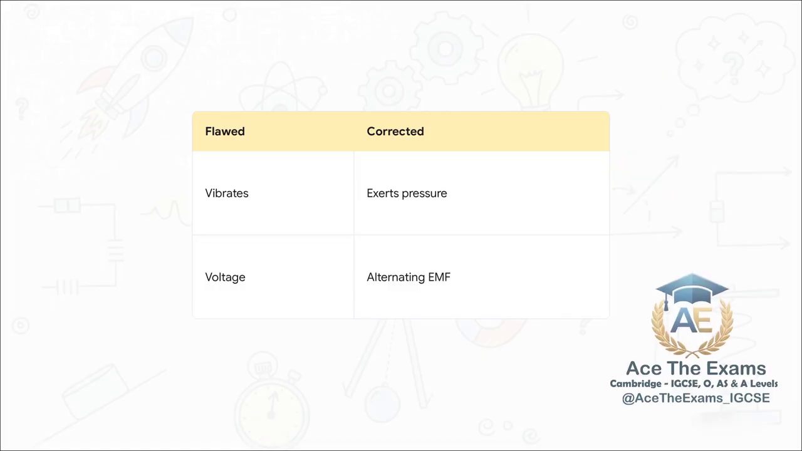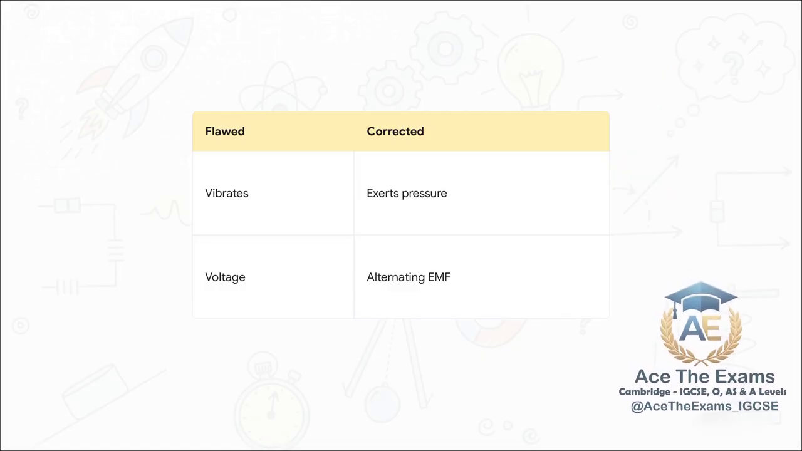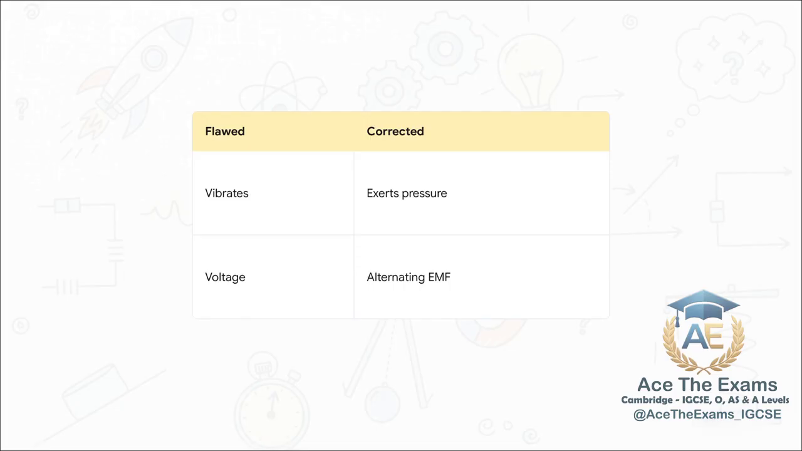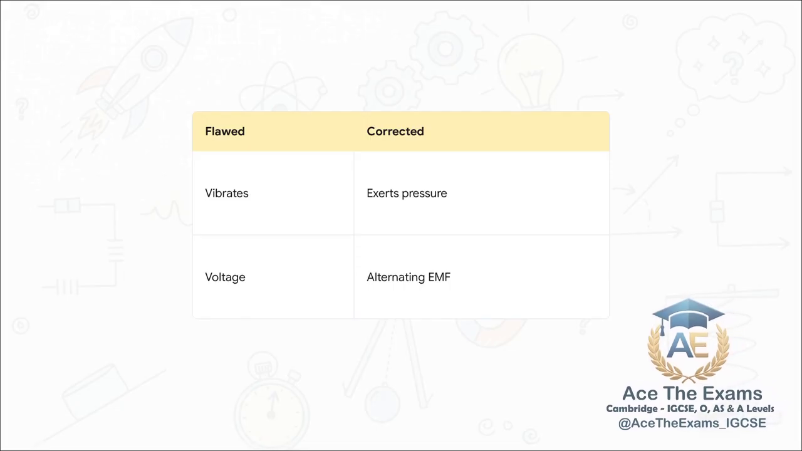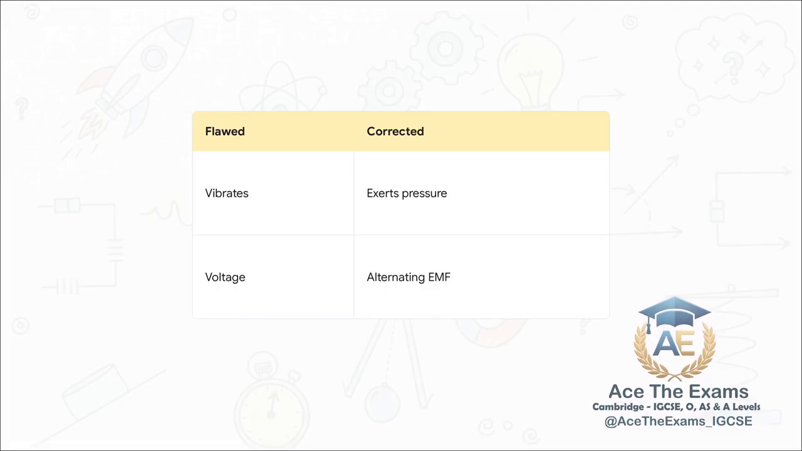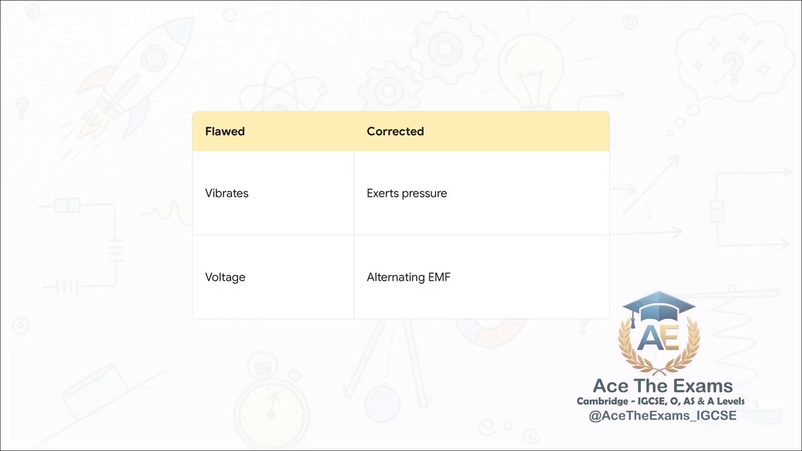Now, look at the corrected A-star answer. It states, the incident ultrasound wave exerts a varying pressure on the piezoelectric crystal, causing it to vibrate. This mechanical stress generates an alternating EMF across the crystal, which is then processed as a signal. Do you see the massive difference there?